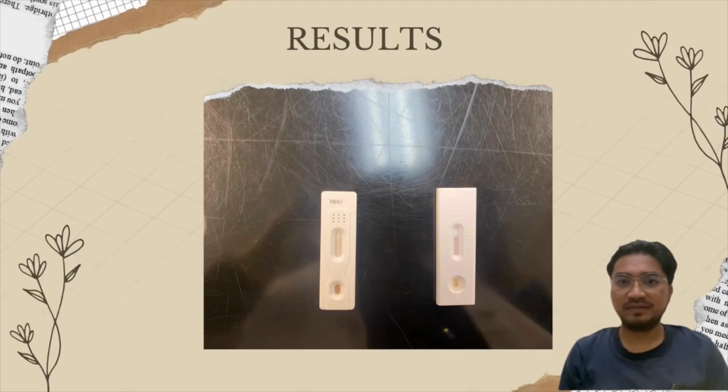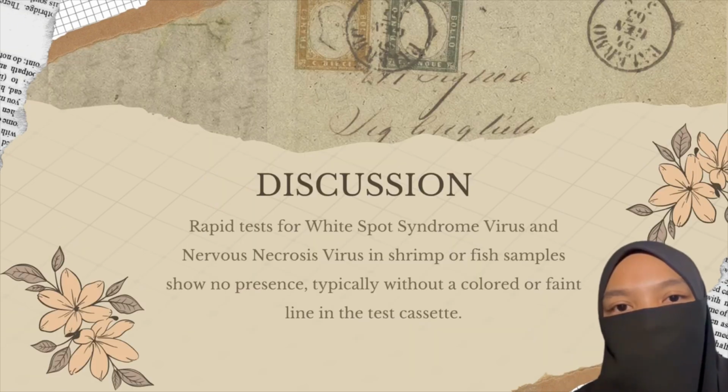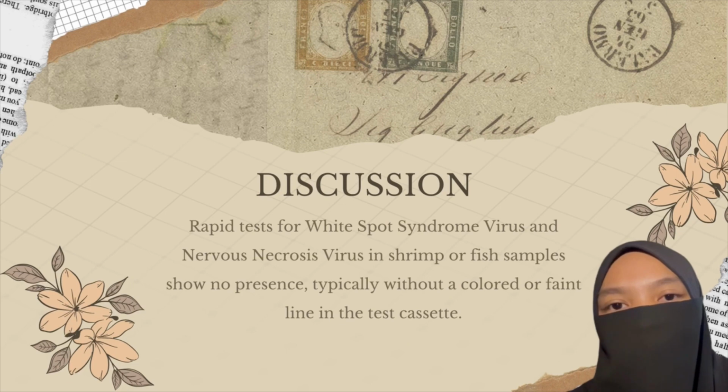So, the result of the rapid test for white spot syndrome virus is negative. Besides that, the result for nervous necrosis virus in the shrimp or fish sample is also negative. For discussion, the rapid test for white spot syndrome virus and nervous necrosis virus in shrimp or fish samples shows no virus present, typically without a coloured or thin line in the test cassette.